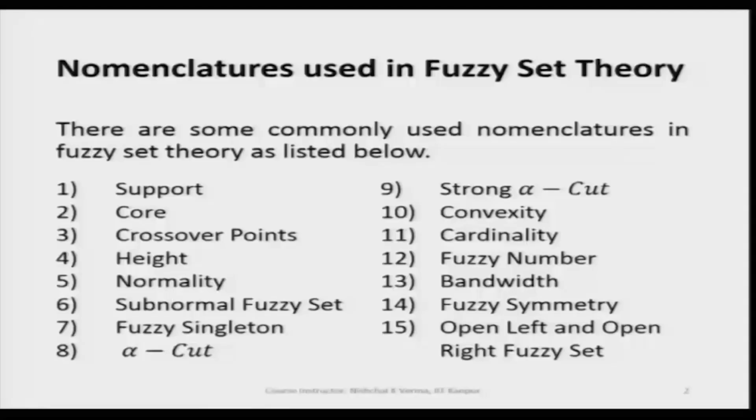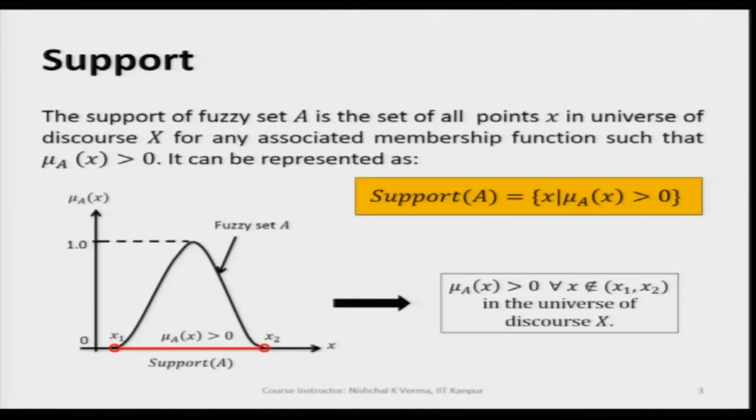So, here are few nomenclatures that are listed. So, we have here 15 nomenclatures that are commonly used in fuzzy set theory, and in this lecture we will be discussing support, core, crossover points, height, normality, subnormal fuzzy set. So, let us now discuss the nomenclatures used in fuzzy set theory one by one.